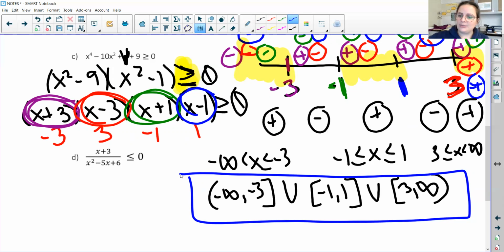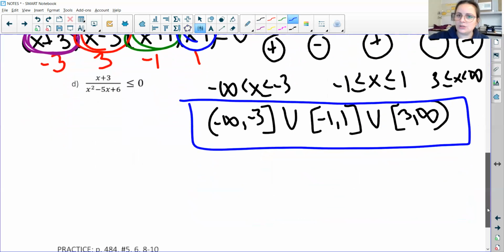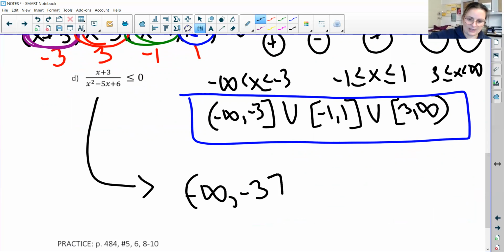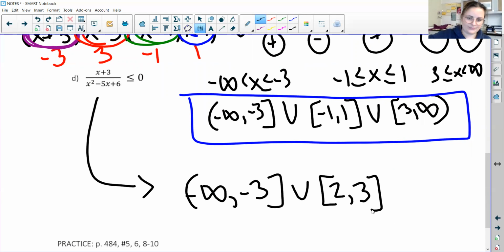All right, you can try it on your own. The answer you should get for D is negative infinity, comma, -3 square bracket, or square bracket 2, comma, 3 square bracket. Okay, that's the answer you should get for D.